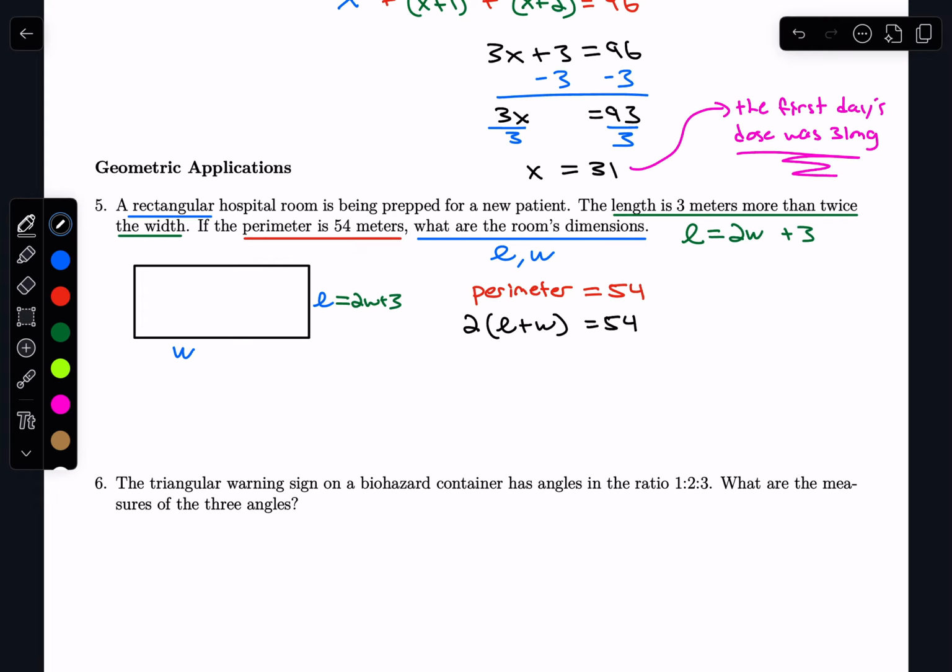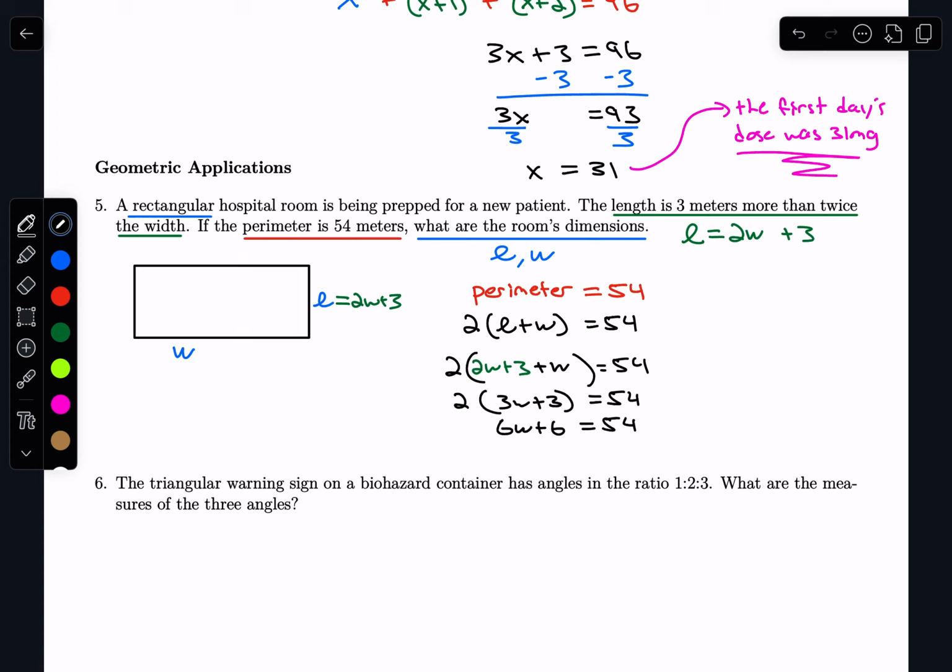So what we're going to do is replace the L with what we know L is equal to. We know that L is 2W plus 3. And then W is just plain old W. Nothing changes there. But notice now my equation reads 2 multiplied by (2W plus 3 plus W) equals 54. Now I only have 1 variable. This means it'll be nice and easy to solve. If I combine like terms on the inside of these parentheses, I have 3W plus 3. If I distribute the 2 inside of the parentheses, I get 6W plus 6 is equal to 54.